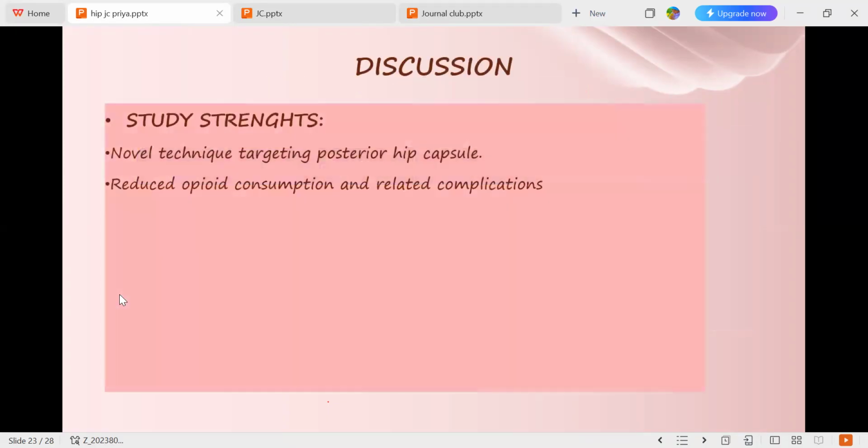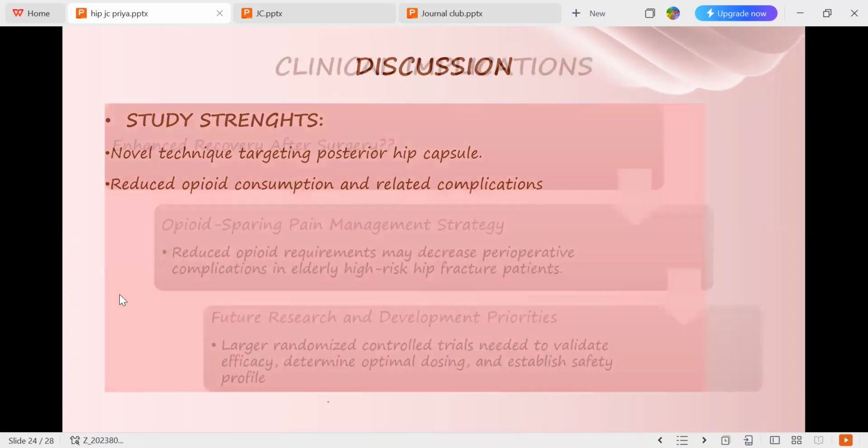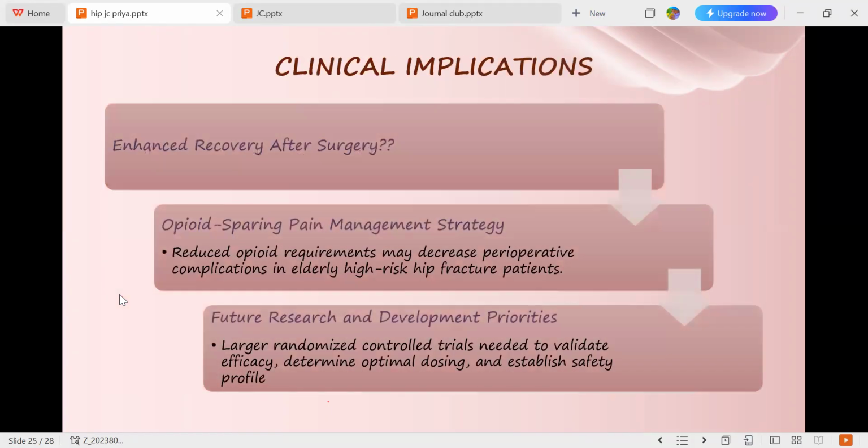So coming to the discussion part, maybe it is a novel technique which is targeting the posterior hip capsule. It has reduced the opioid consumption as such. But when coming to the clinical implication, whether it really follows the ERAS protocol is questionable, because they have many limitations in assessing the motor block related to the sciatic nerve, which I'll mention in the study limitations.